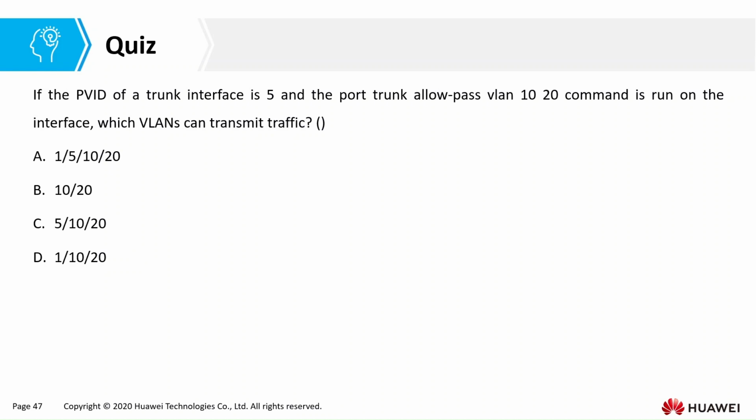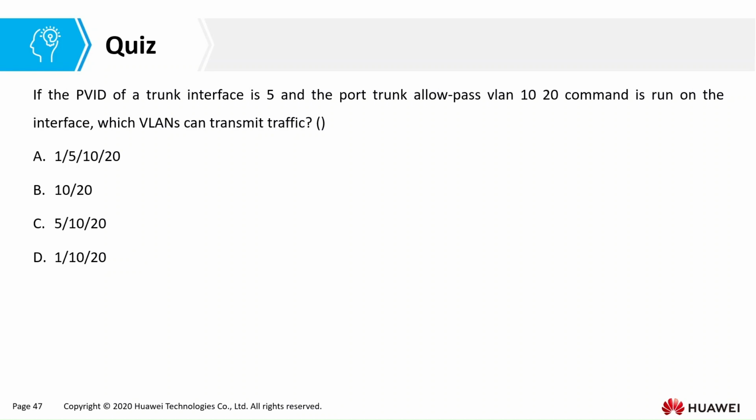So which of the following statements about the VLAN is false? The default PVID is 0. No, the default is VLAN 1, so it should be 1. Access ports are used to connect to terminals, and trunk ports are used to connect to switches. True, right?